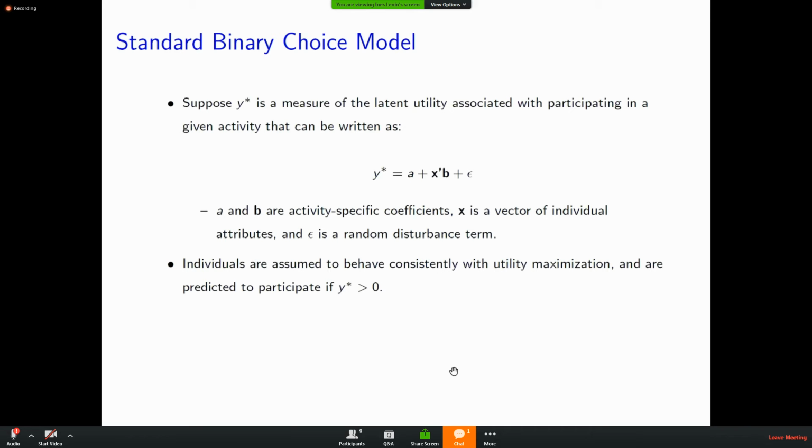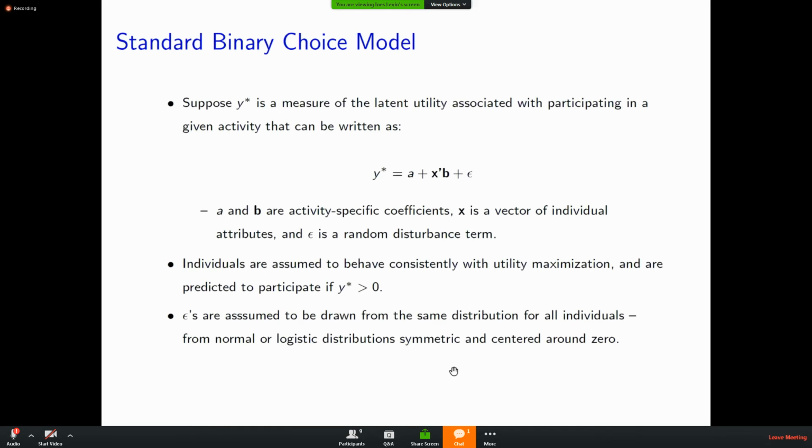Okay, so we typically assume that individuals are utility maximizers and that they are going to participate in this political activity if Y star is greater than 0. And here is the key assumption that we usually make when we estimate a standard binary choice model, which I'm going to relax in this paper. We typically assume that these epsilon disturbances are drawn from the same distribution for all individuals, typically from distributions that are symmetrically distributed and centered around 0.